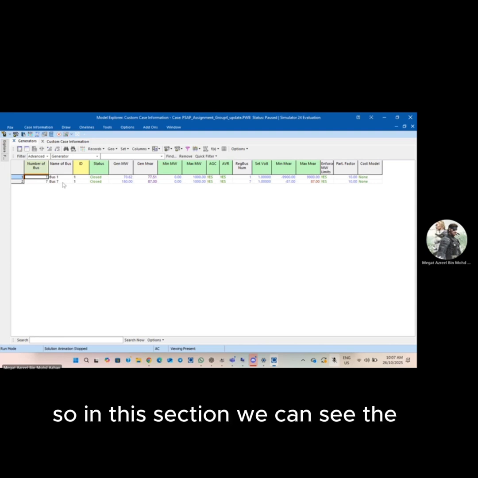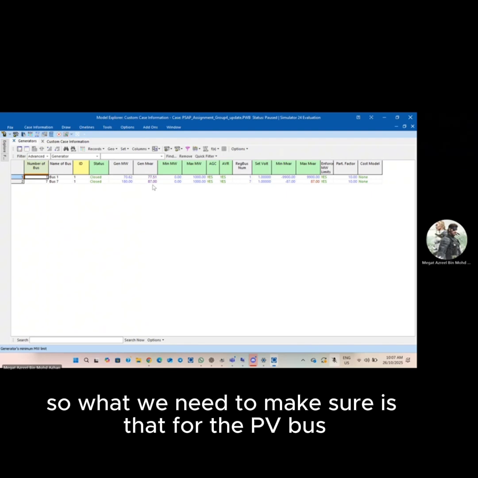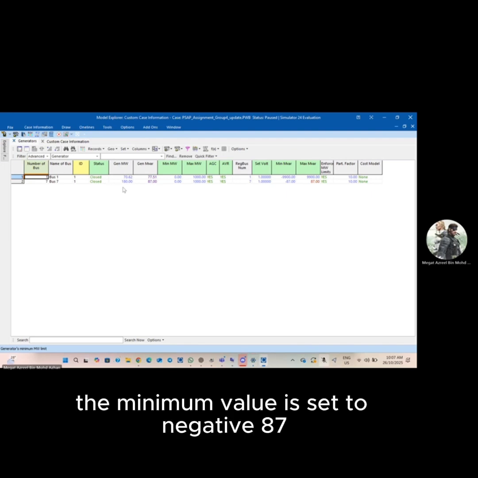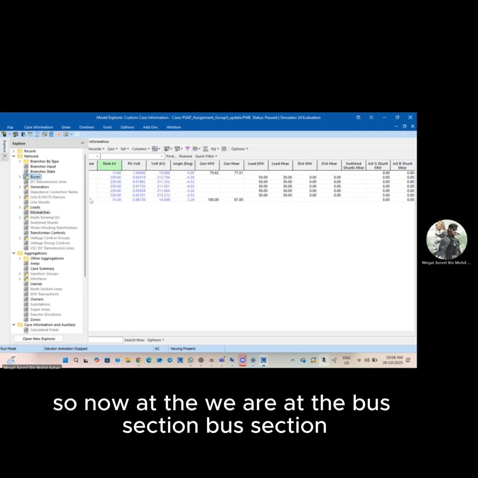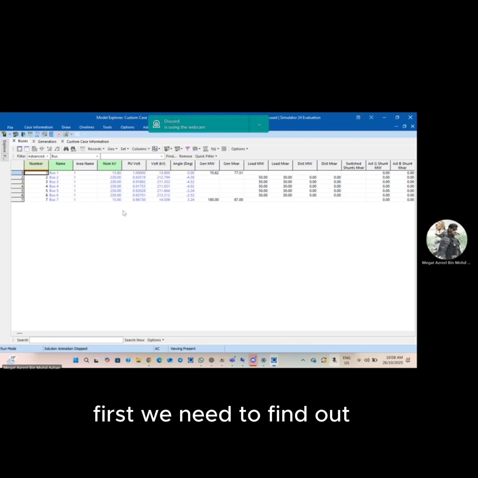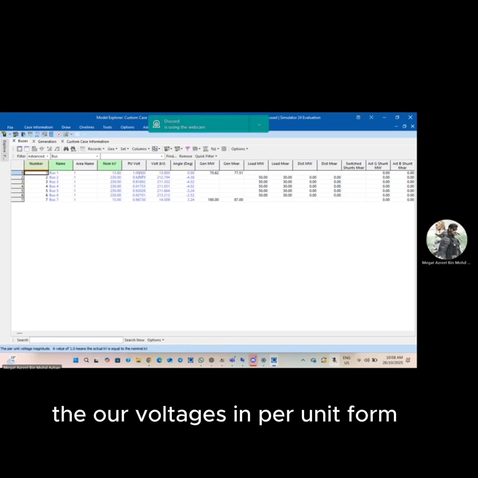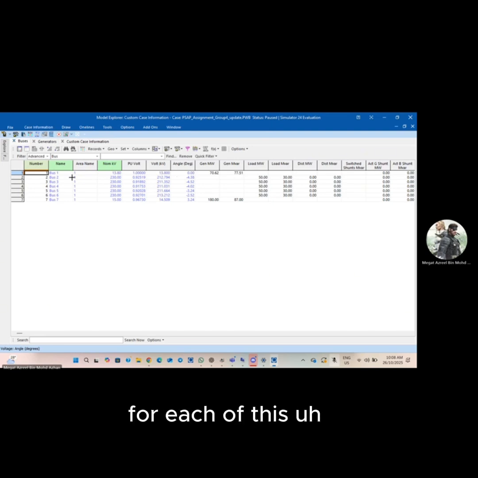In this section we can see the active power and also the reactive power. What we need to make sure is that for the PV bus, the minimum value is set to negative 87 and also the maximum as 87. Now we are at the bus section. In the bus section, first we need to find out our voltages in per unit form, and also the phase angle for each of these bus 1 to 7.